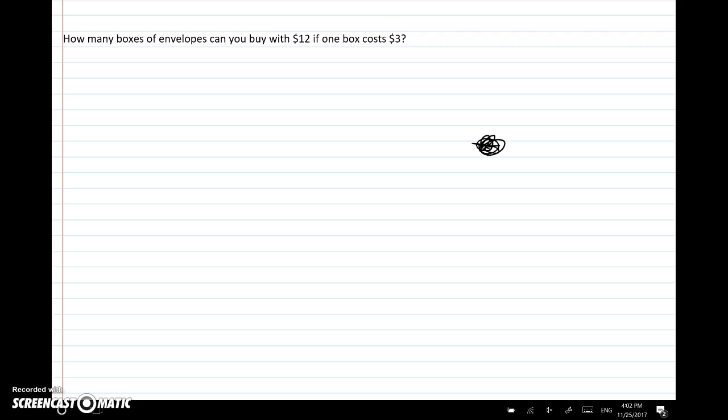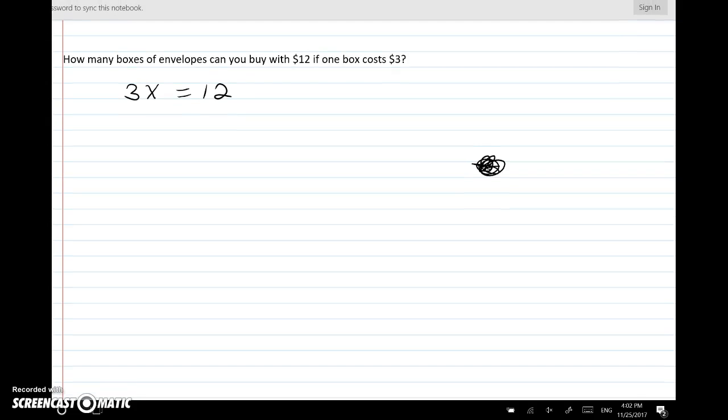Okay, first box appears. I want to see an equation. And my equation here is going to be 3x equals 12. Remember, we want to know how many boxes, that's my unknown, can you buy with $12? One box costs $3. That's that "if" again.